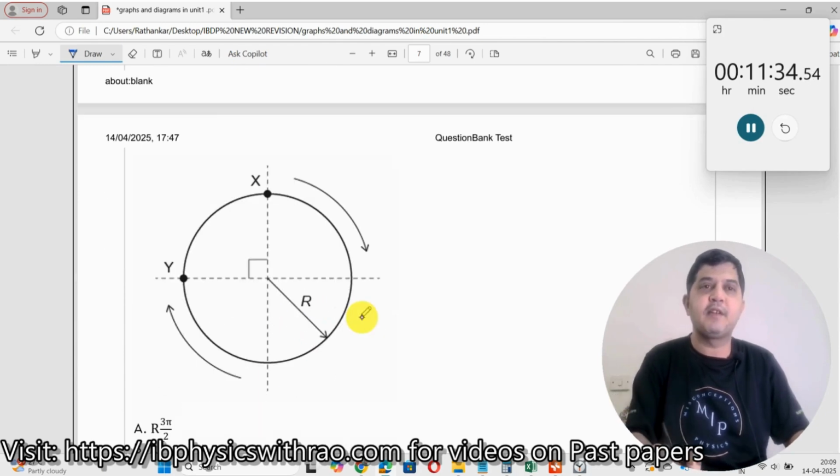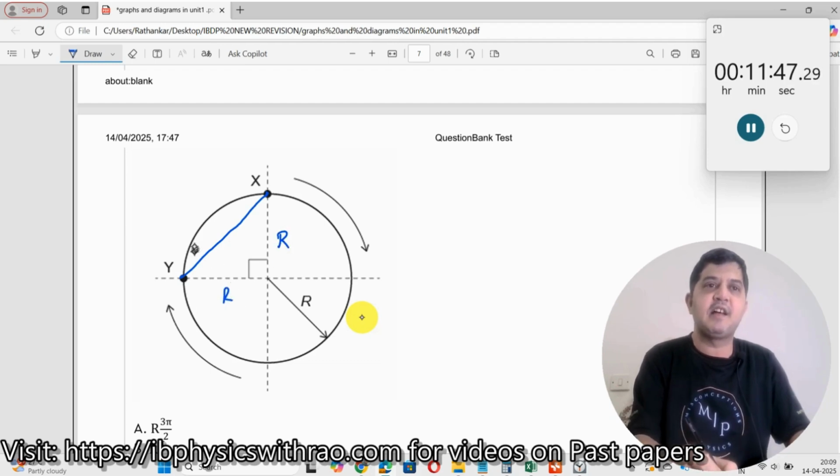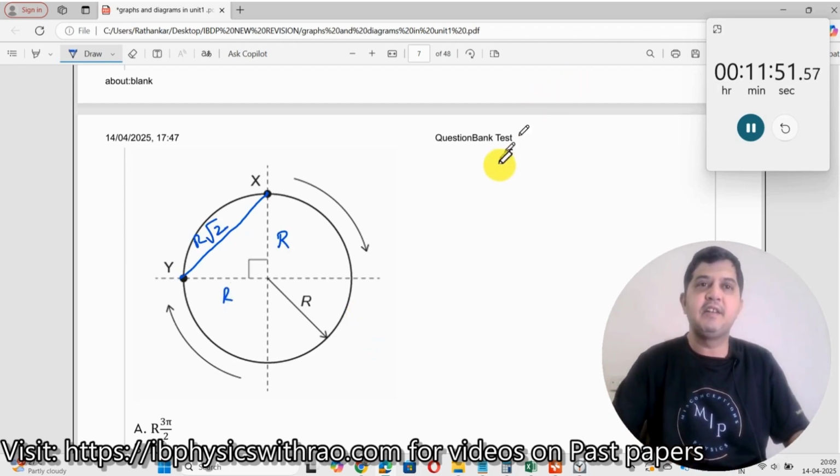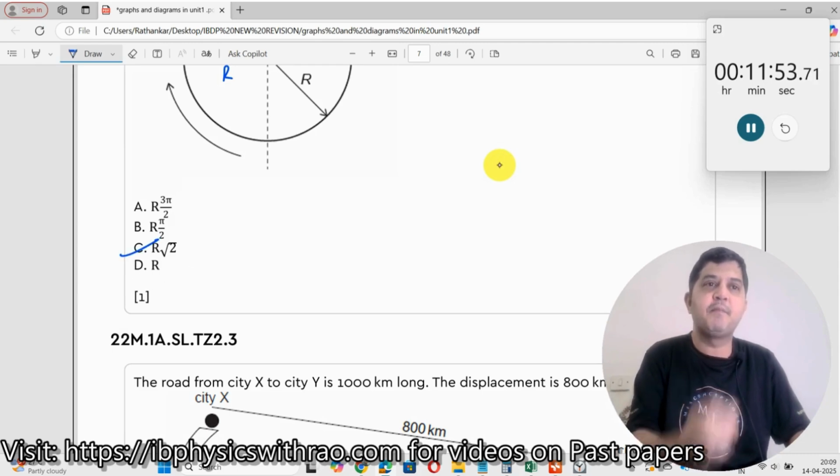X to y. See, it starts from here, ends here. Though there is something given here to confuse you. He's not asking you to find the perimeter. He's only asking for the shortest displacement. What is the shortest displacement? This is r, this is r. Pythagoras theorem should be used, so this will be r root 2, right? So r root 2 should be 1 c whole here.